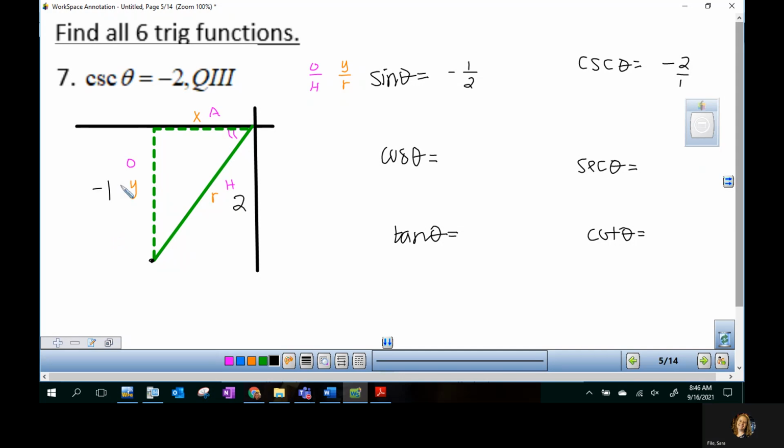Okay? So now it's the same as the last one. I know two sides of a right triangle. How do I find the third?